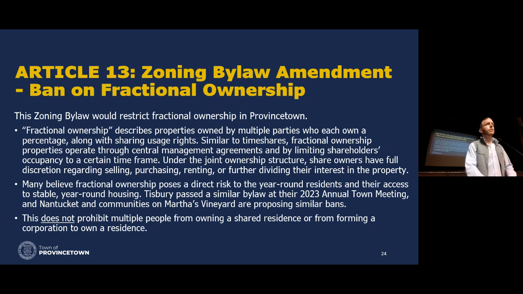So, what if, because property values are so high, a group of friends goes in and says, hey, we're a group of five and we want to buy this together to afford it? That's completely, 100% still allowed. Not this. Yeah, so this is separate. This is going through a central management system. Got it. Yeah. Thank you.